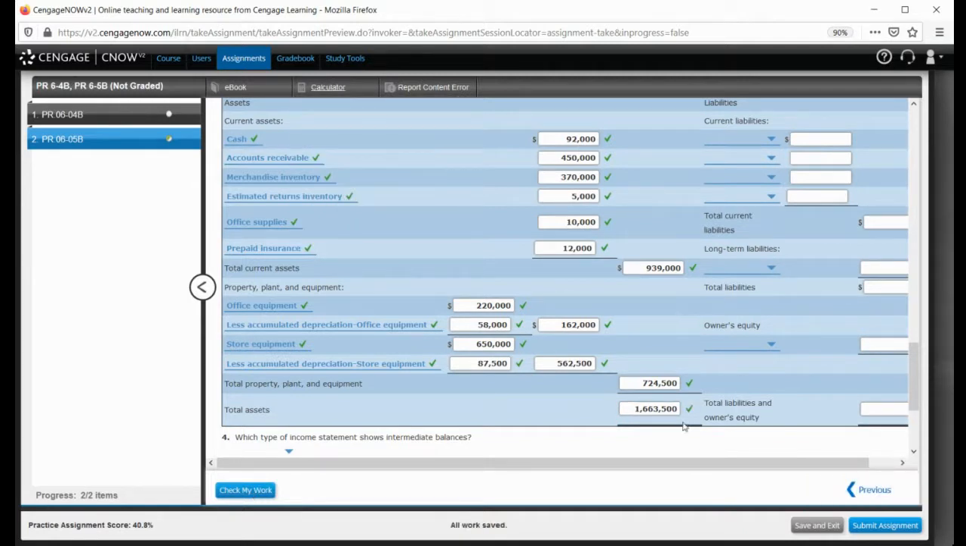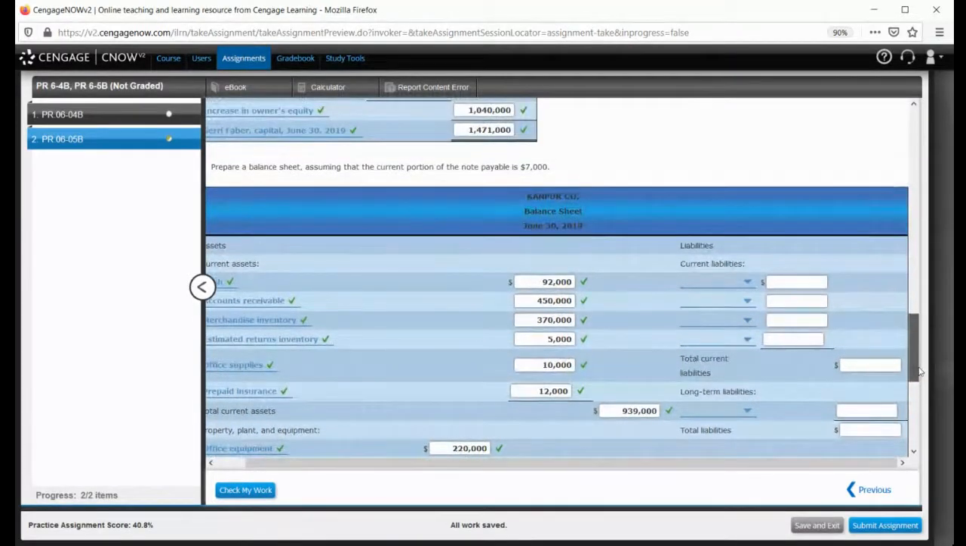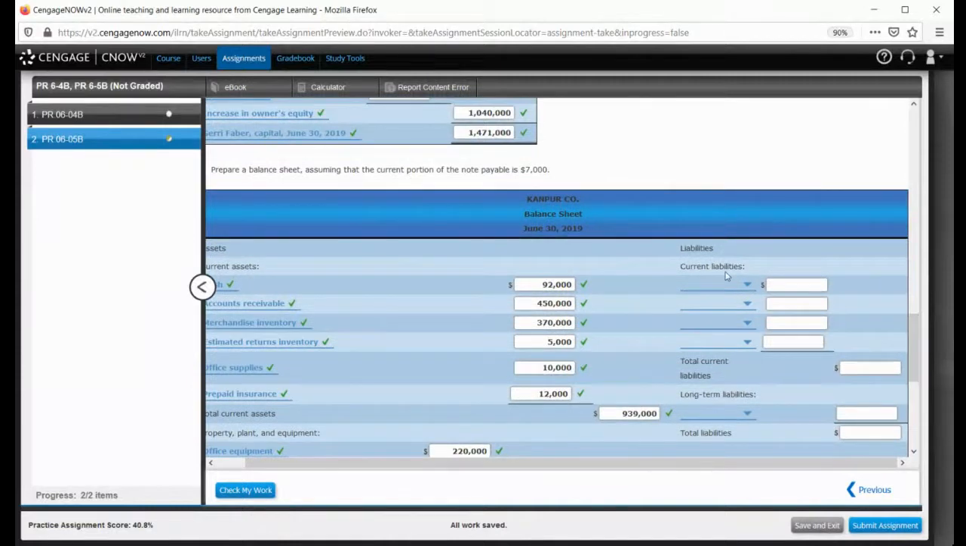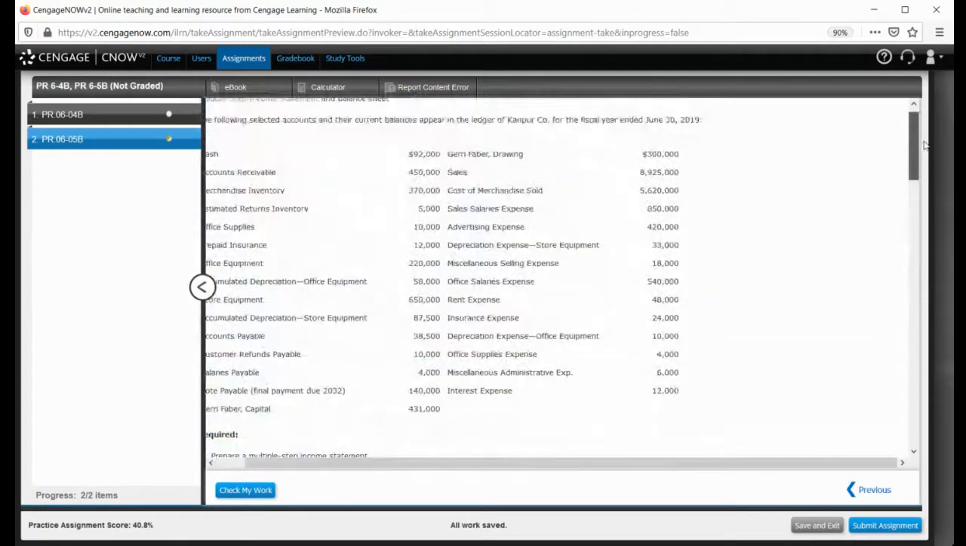Once we have the total assets, we will move to the liability section. Notice our liabilities are broken down into current liabilities and long-term liabilities. Our current liabilities will be those liabilities that we expect that we can pay back within 1 year. Our long-term liabilities are liabilities that are going to take us longer than 1 year to pay back. I'm going to start with our current liabilities.